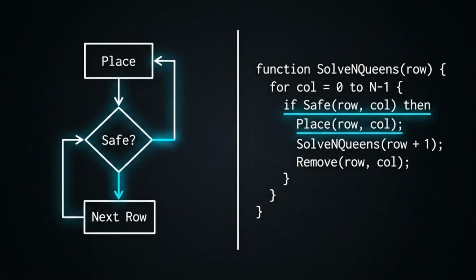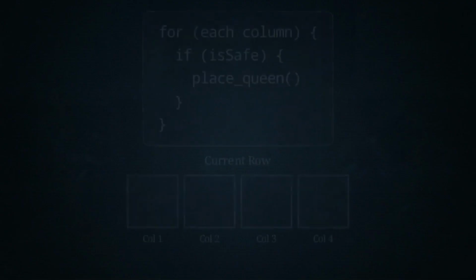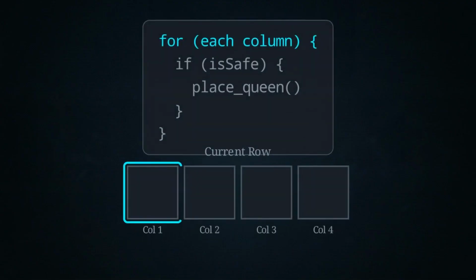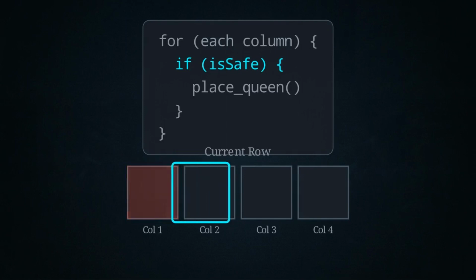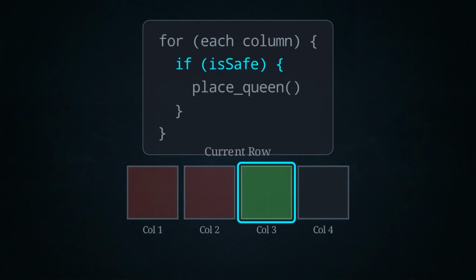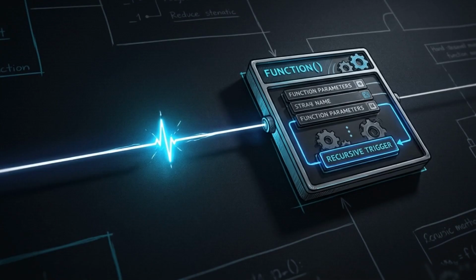This split screen shows how those physical board constraints translate into abstract, repeatable code instructions. The logic relies on an iterative loop. The code systematically tests every column in the current row, one by one, until it identifies a safe square. Once a safe spot is secured, a recursive trigger fires. The function calls itself, cloning the exact same sequence of instructions to tackle the next row down.